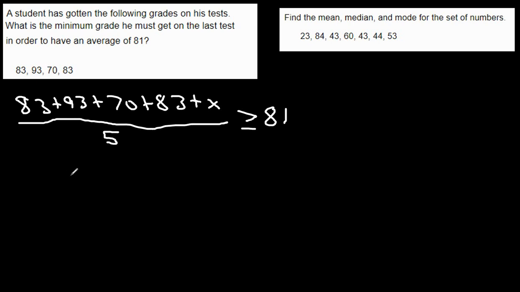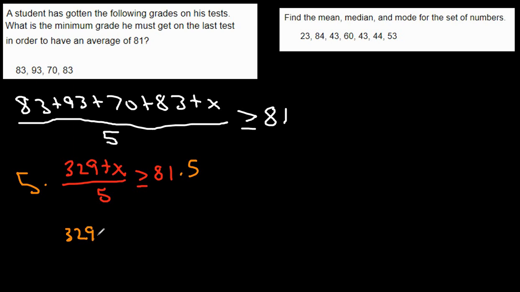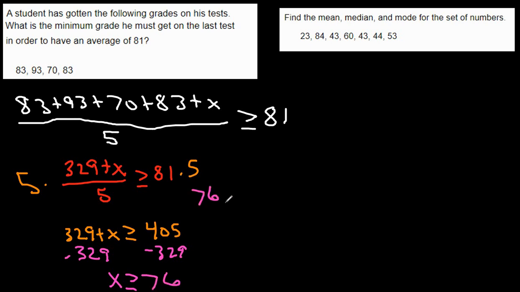We add up the numerator. We're going to get 329 plus x over 5 is greater than or equal to 81. Then we're going to multiply both sides by 5 to get rid of the denominator. That's going to give us 329 plus x is greater than or equal to 405, and then we would subtract 329 on both sides. And that means his final score needs to be 76. So the minimum score would be a 76 to get an 81 average.